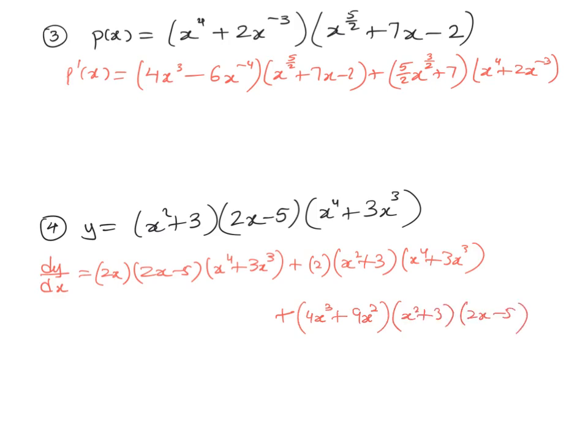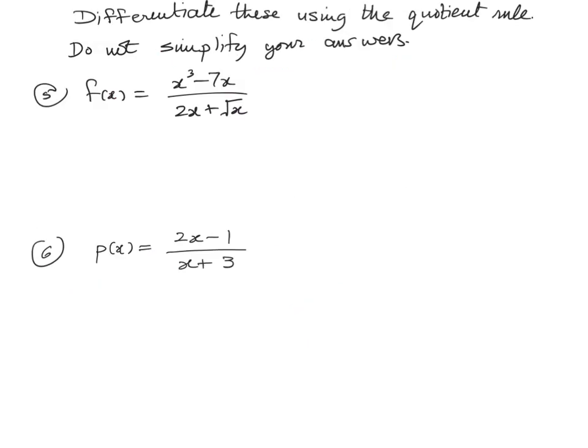So again, this expands out. You just take the derivative of one of these at a time, leaving the other 2 alone. So you take the derivative of this one first, leave these 2 alone. Then you take the derivative of this one, leave these 2 alone. Then you take the derivative of this one, leave these 2 alone, and of course add every time. So that is the product rule. Now we're going to practice doing the quotient rule.